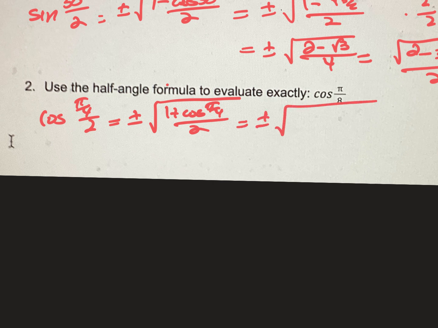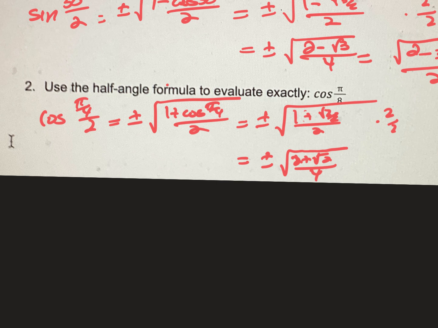Everybody knows cosine pi over 4 is going to be square root of 2 over 2. I don't know why I put plus or minus in there. Struggling a little bit. It's definitely a plus. All over 2. And again, you can't leave a fraction in a fraction, so we're going to multiply the whole top and the whole bottom by 2. Got plus or minus square root of 2 plus the square root of 2 all over 4.